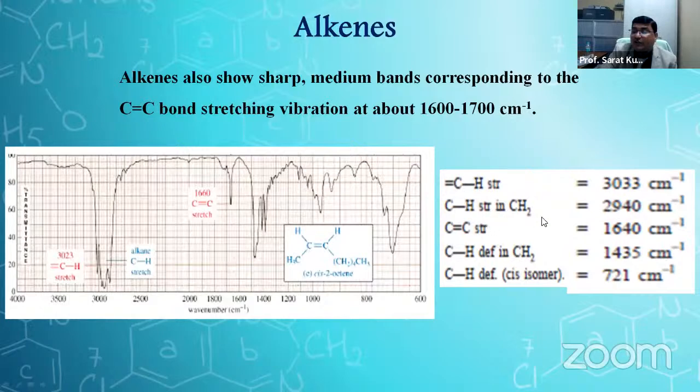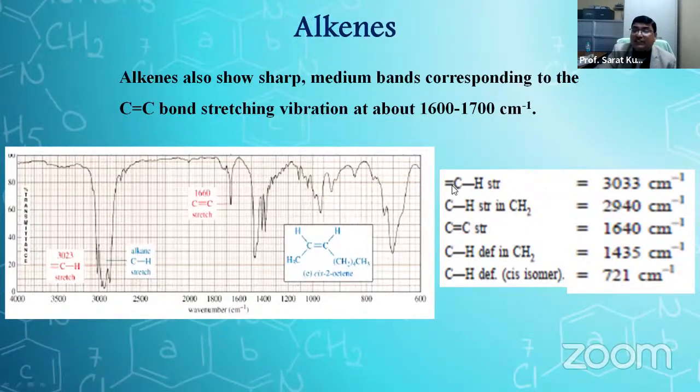Carbon-carbon double bond stretching is 1640 centimeter inverse. But the hydrogen attached to the carbon-carbon double bond and the CH bond attached to a carbon-carbon single bond stretch differently. The hydrogen attached to the carbon-carbon double bond appears a little bit higher. Why? Because the carbon-carbon double bond distance is less than that of the single bond.